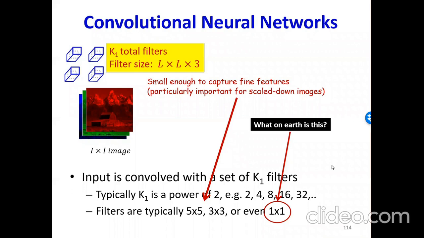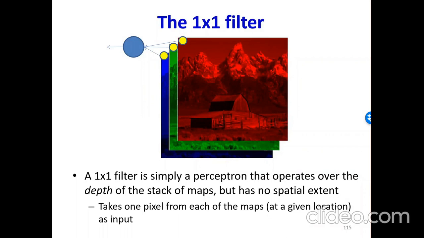The 1 cross 1 filter is basically the undistributed neuron that we first saw in the last lecture. We began by saying I'm scanning this image with an MLP, right? When we scanned it with an MLP that did not have distributed representations, then after the first layer, subsequent layer neurons looked at only 1 element from each map. This is simply a perceptron. This is a neuron that operates over the depth of the stack of maps, but has no spatial extent. It takes one pixel from each of the maps at each given location as input. Now you should remember that this is the kind of scanning neuron we first talked about when we spoke of scanning with an MLP without having distributed representations.